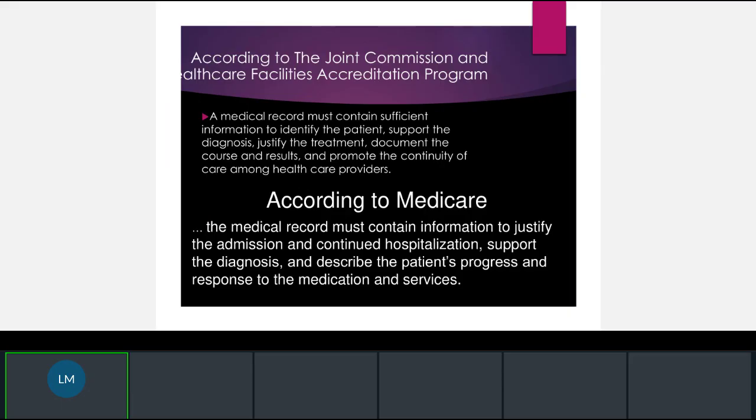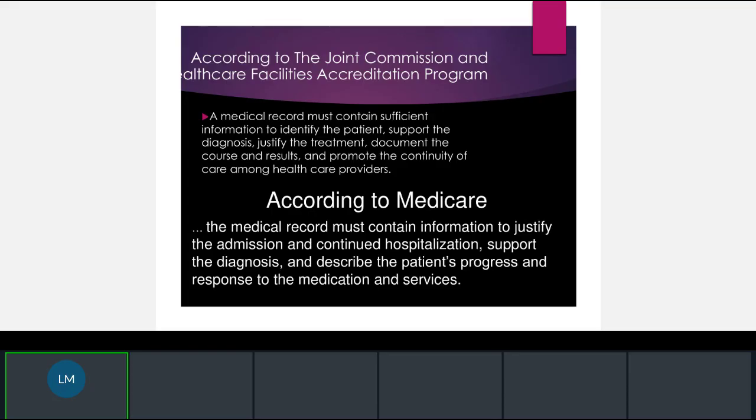Now, this is not in the book, but it is important information. According to the Joint Commission and the Healthcare Facilities Accreditation Programs, a medical record has to contain sufficient information to identify the patient, support the diagnosis, justify what treatment was done. It has to document the course and the results of that and promote the continuity of care among healthcare providers. Okay, so that's kind of a sum up of why a medical record is so important.